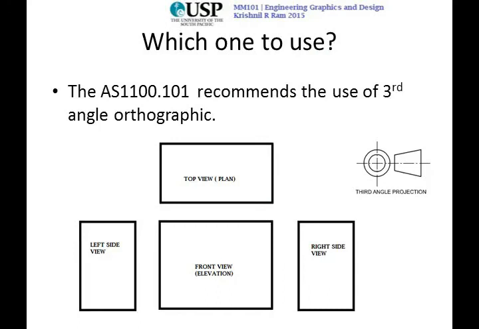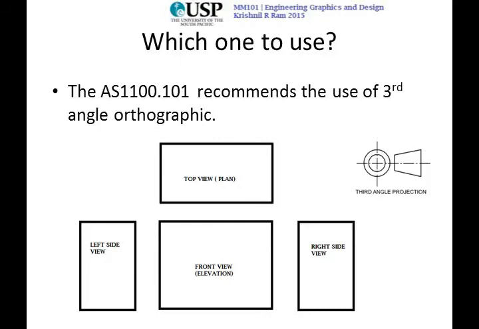Now, which one do we use? The first angle orthographic projection, or the third angle orthographic projection? Well, according to our drawing standards, we're going to use AS 1100.101, the Australian drawing standard. It recommends that we use the third angle orthographic projection. So that is what we will be using. However, it is very important that you understand how to draw in first angle orthographic projection as well, because certain parts of the world do require that you draw per standard in first angle orthographic projection.